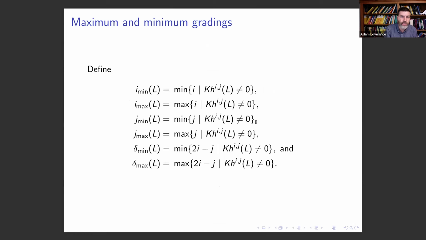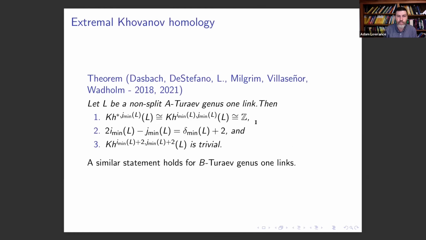And there's a fair amount to this theorem. So Oliver Dasbach and I together proved this one in 2018. We proved statements 1 and 2. And an in-progress paper, which I hope to have out by July with a group of undergrads, proves the rest, proves item number 3. And I just stated it for A-derived genus 1 links.